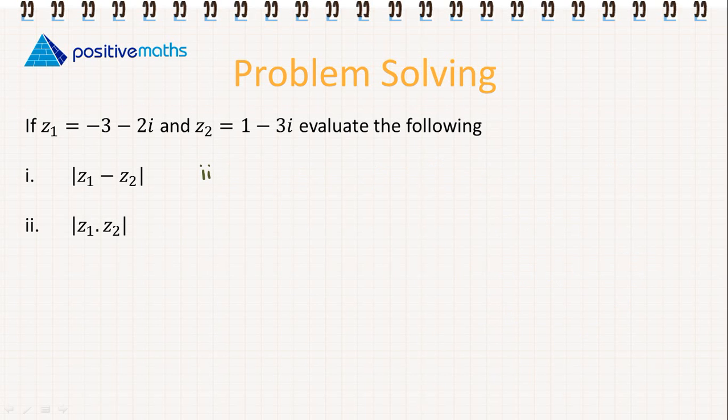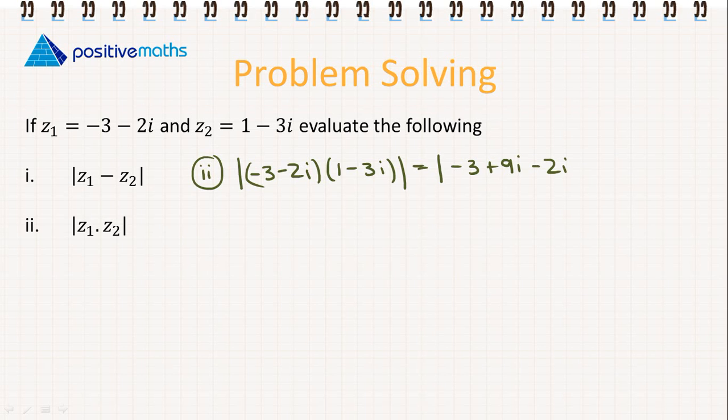Let's have a look at part 2. We're looking for the modulus of z1 multiplied by z2. z1 is minus 3 minus 2i. z2 is 1 minus 3i. We're going to multiply out our brackets and then find the modulus. Minus 3 by 1 is going to give us minus 3. Minus 3 by minus 3i is going to give us plus 9i. Minus 2i by 1 is going to give us minus 2i. And minus 2i by minus 3i is going to give us plus 6i squared. What we want to remember at this stage is that whenever we have i squared, we always change it to minus 1. So that's what we're going to do on the next line.